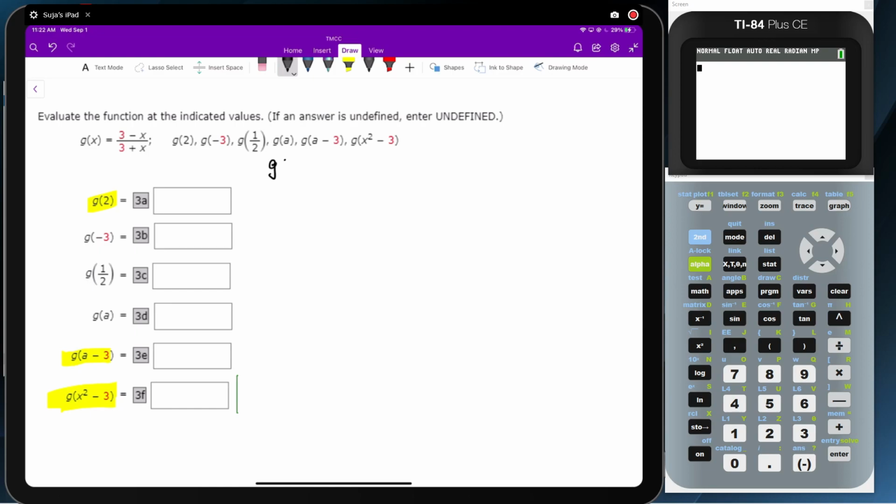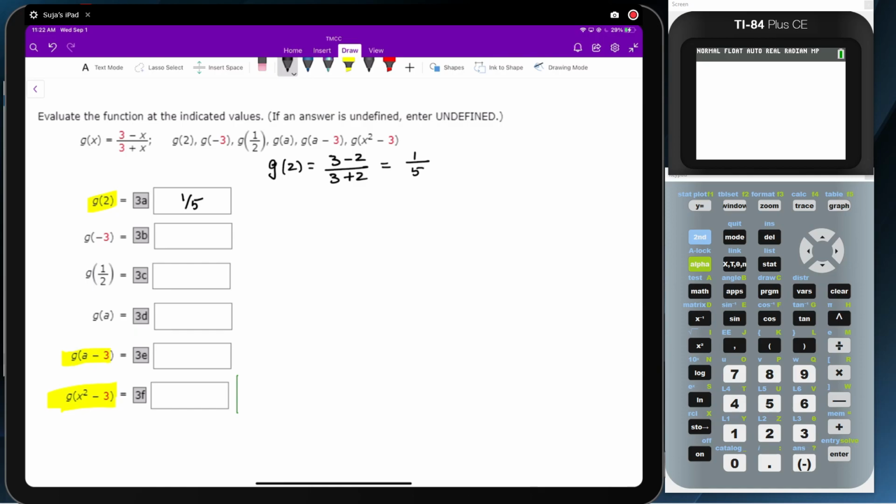So I would take 2 and plug it wherever I see the x value. So it's 3 minus 2 over 3 plus 2. 3 minus 2 would be a 1. 3 plus 2 is a 5. And therefore the answer for this would be 1/5.